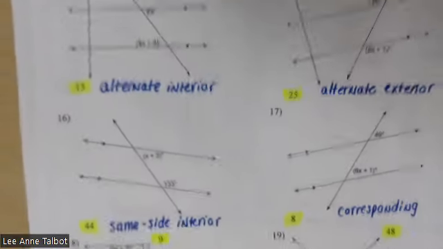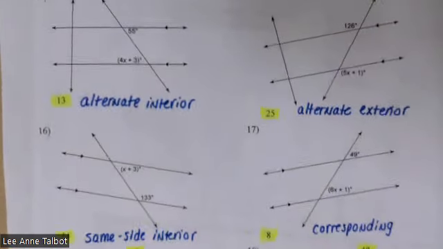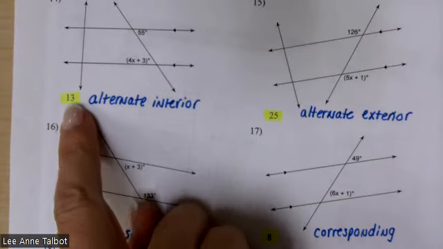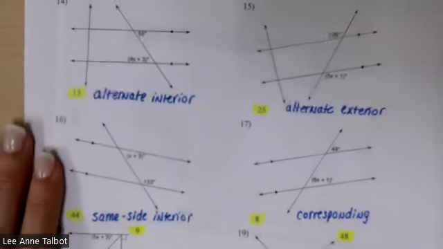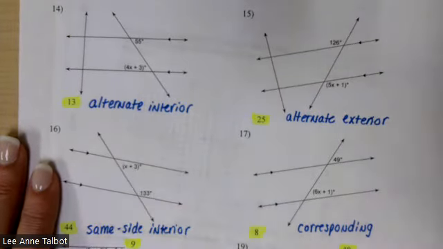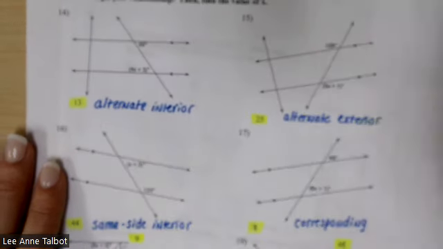Number 14 through 17. Number 14 is x equals 13. The answer is 13 for the math problem, but the angle pair relationship is alternate interior. Yes.